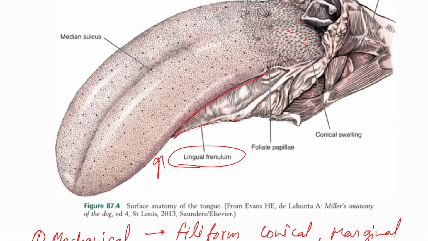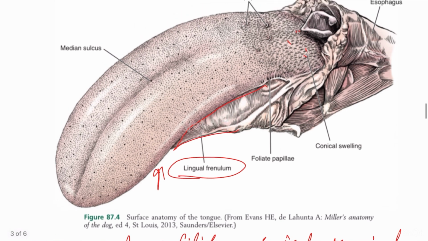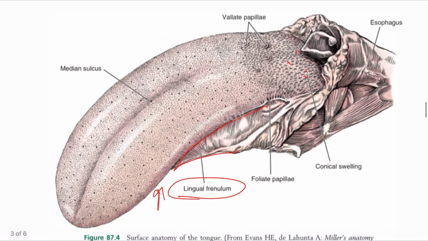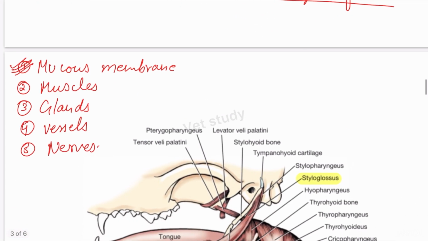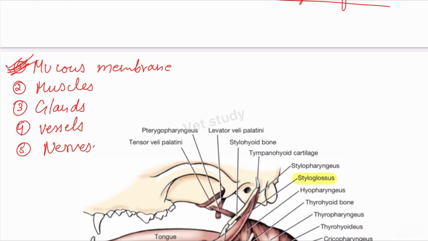Lymphoid follicles are present at the root of the tongue, and these are known as the lingual tonsil. As we all know about the structure and function of lymphoid follicles, they are present at the root portion, right? So this is the lingual gland. Now we have discussed the mucous membrane, we have discussed the glands. Now let's discuss the muscles.